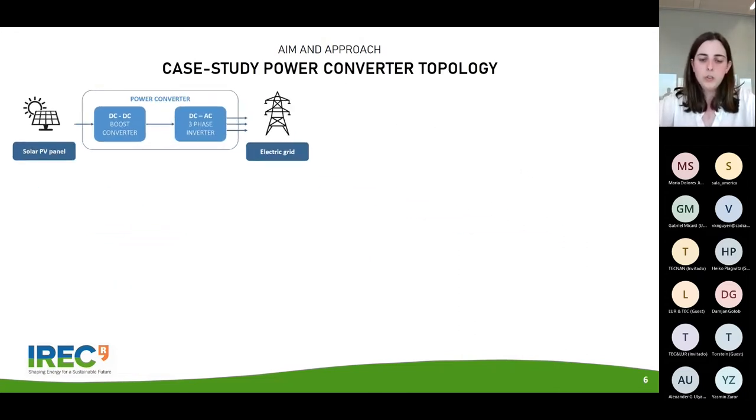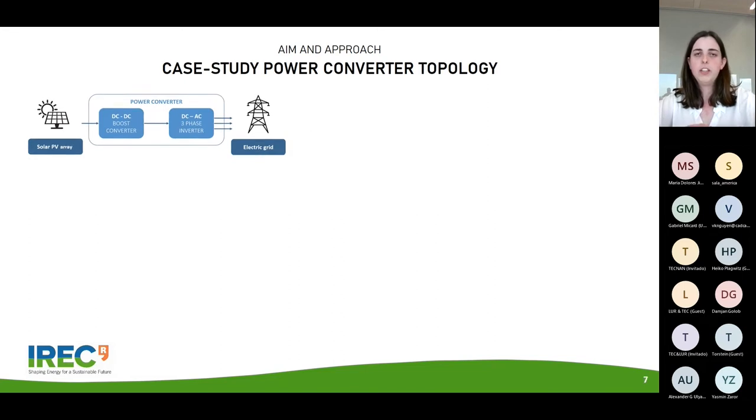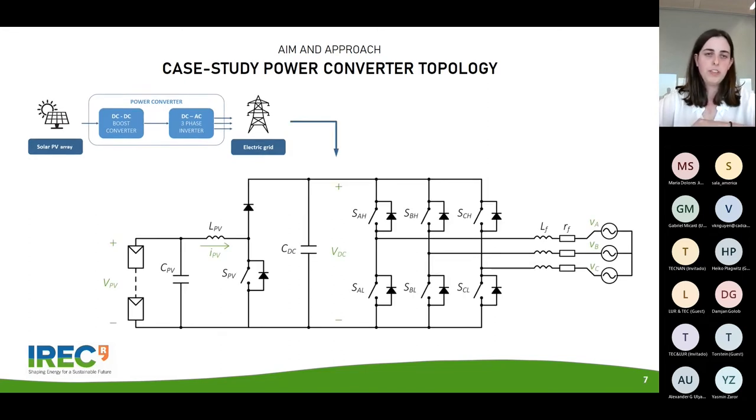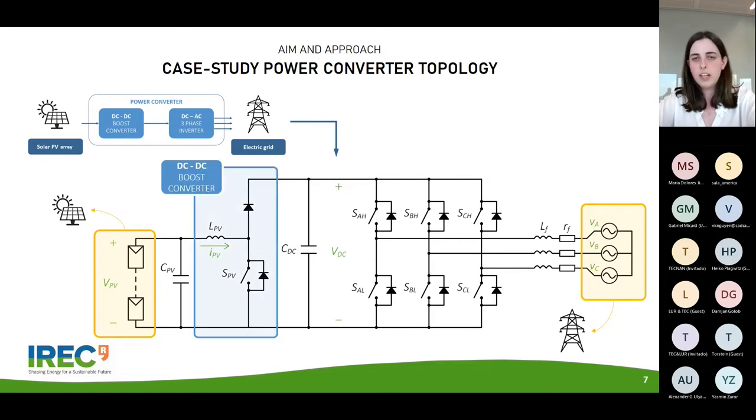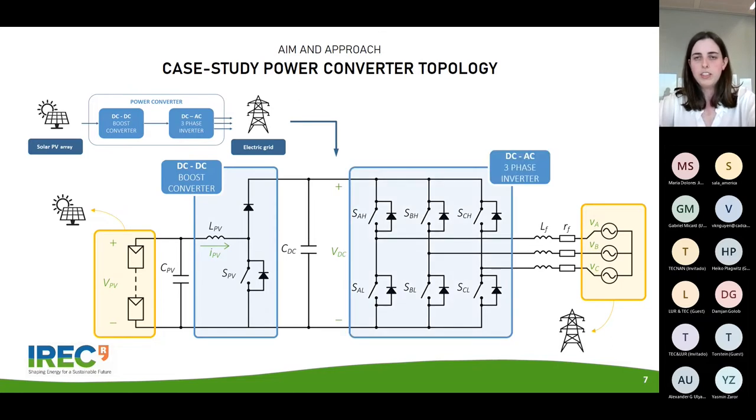So to visualize this system in a circuit, let me show you the circuit structure for this topology. Let's first identify the elements. Here on the left would be the solar PV arrays, and on the right it would be the electric grid. The first switches that we find in the circuit starting from the left are the DC-DC bus converter, and then the six switches on the right are the DC-AC three-phase inverter. Well, now we know which is the converter circuit, so the topology of the converter we have to apply the fault tolerance to, and we also know which are the several approaches we can take to do so.